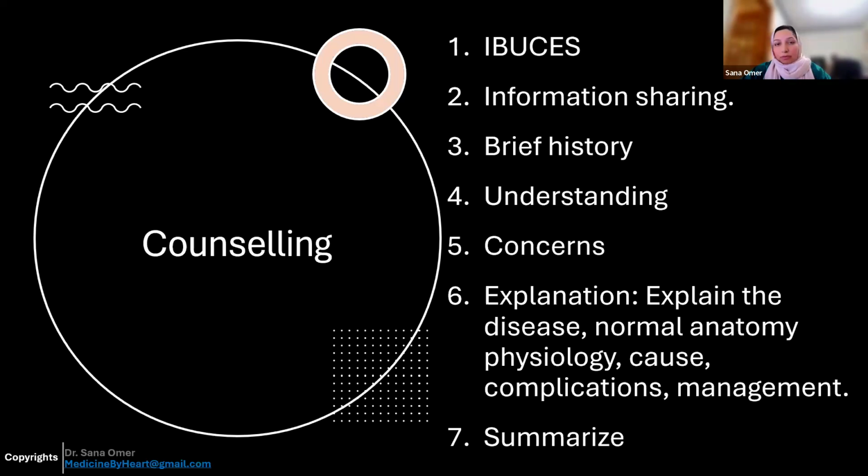So this is the mnemonic that I follow for counseling, IBUX. IBUX stands for number one, information sharing. Then you take a brief history. Then you ask the patient what their understanding is. After that, you ask the patient about their concerns. Then you explain the disease. How you explain the disease: you give them a brief explanation of the disease, the normal anatomy, physiology, causes, complications, what management is involved, and then you summarize it for them. This will help you wrap up your station in an organized way if you follow these steps.